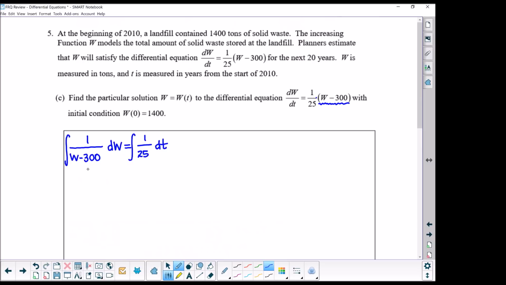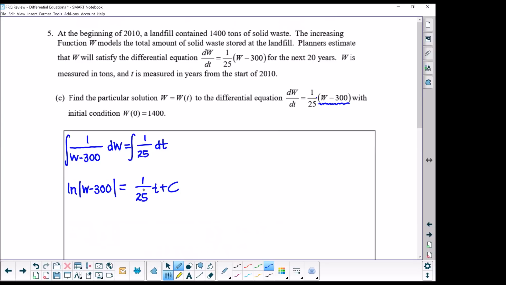So if we look at this, hopefully we see that this is another natural log of absolute value of w minus 300. Right? It's not all the time that you get a natural log for differential equation problems. I would say it happens fairly commonly. On the right side, the antiderivative of 1/25 is 1 over 25 t plus your constant of integration. This is a problem where you would have only earned 1 point for having integrated both sides. The reason is the right side is pretty puny and easy to do.